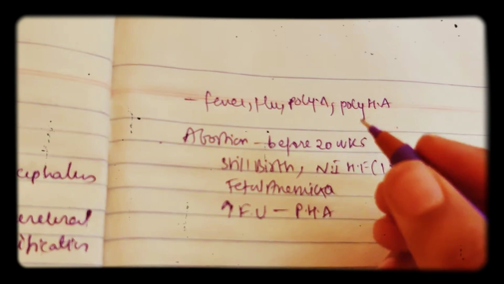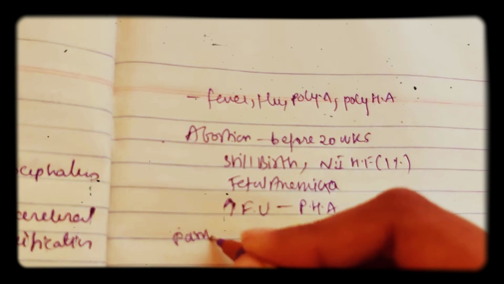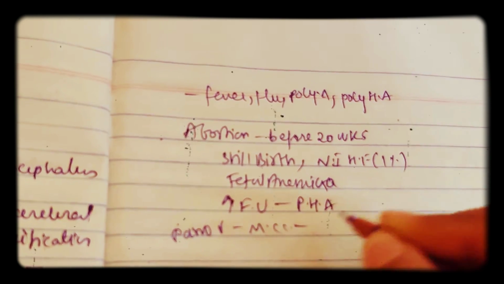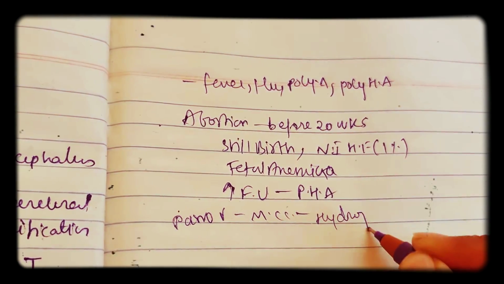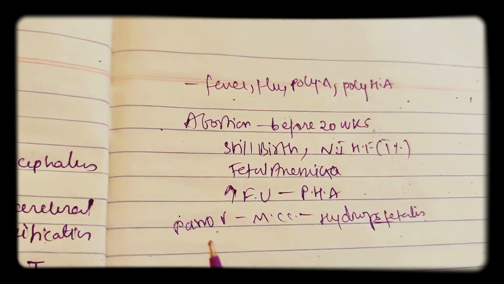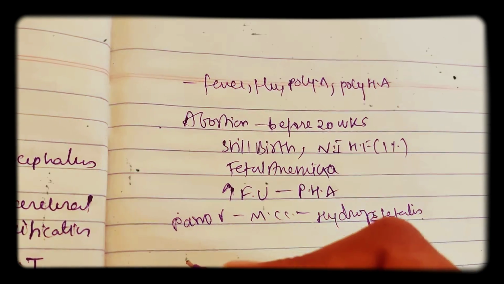So what is the most common infection causing hydrops? It is of course parvovirus. Okay. So parvovirus, most common cause of what is it? Hydrops fetalis. Okay. Next, the chances of hydrops are maximum if the mother acquires infection between 13 to 16 weeks.